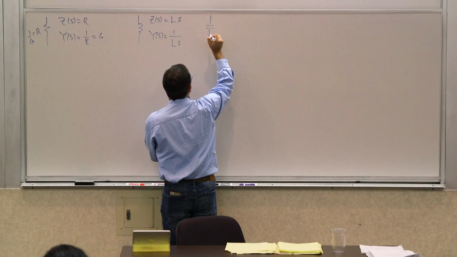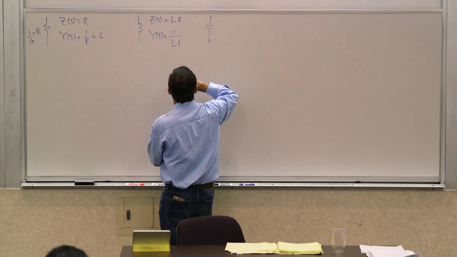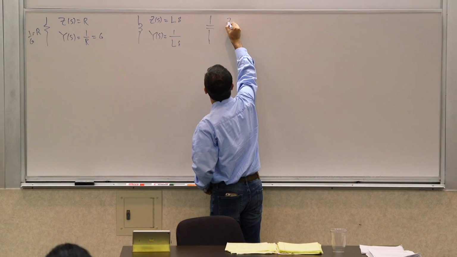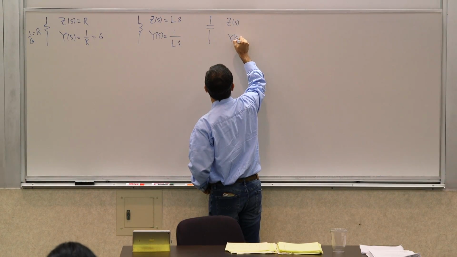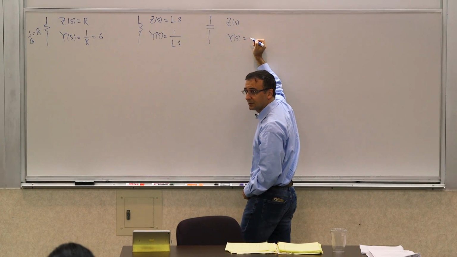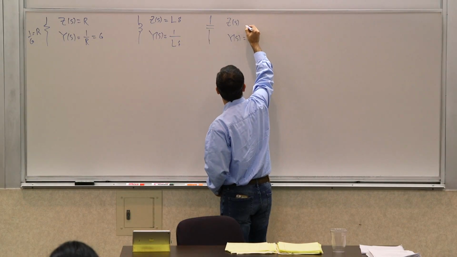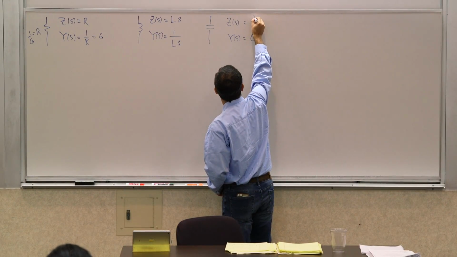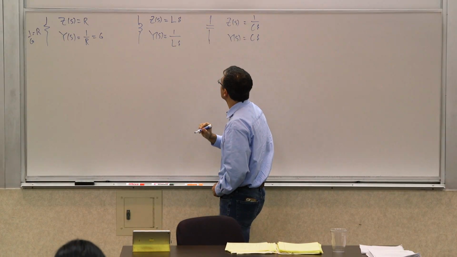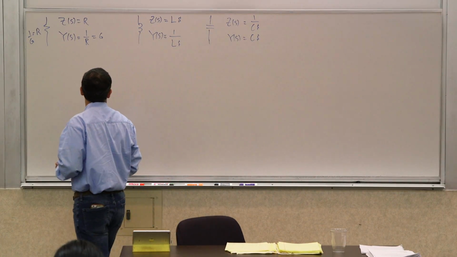And how about a capacitor? A capacitor has an impedance and admittance. Let's write the admittance first. The admittance is CS exactly, and the impedance is 1 over CS exactly, right? So they are not that surprising anyway.